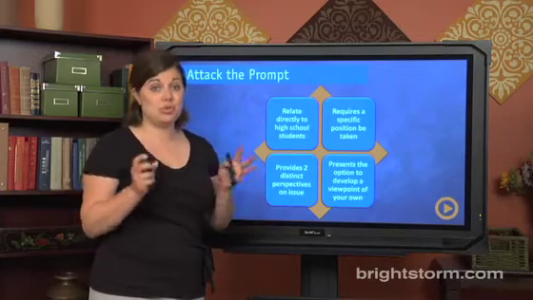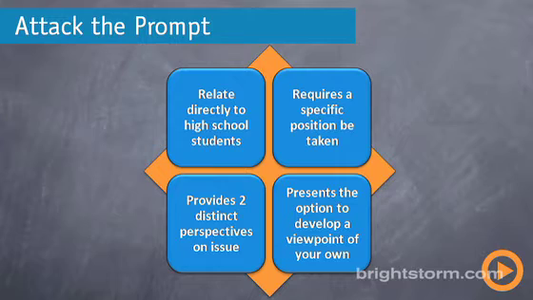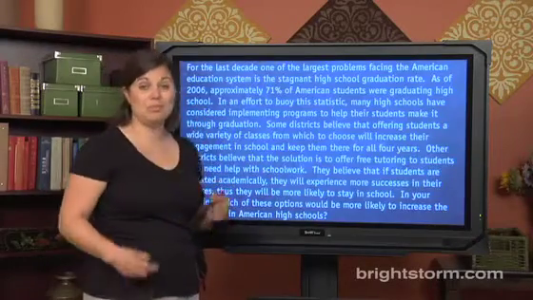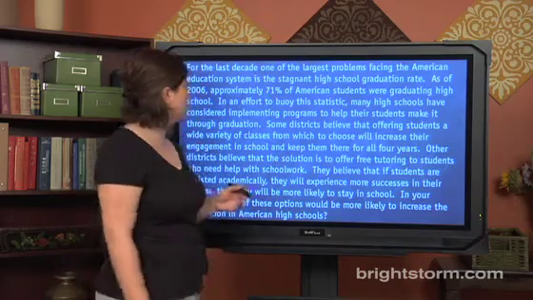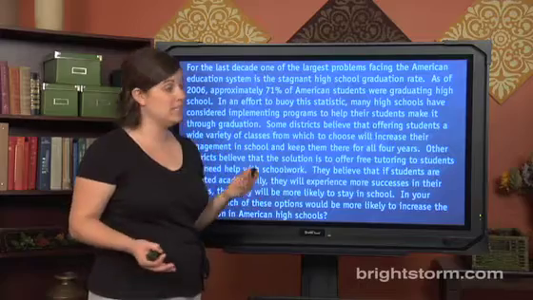Step number 1 to getting your pre-writing down is to attack the prompt. If you remember back to the first episode, we talked about the prompt relating directly to high school students, requiring a specific position to be taken, providing 2 distinct perspectives, and then presenting the option to develop a viewpoint of your own. The best way to attack the prompt, like we talked about in the episode about the rubric, is to really mark it up. Look for those important qualities in there.